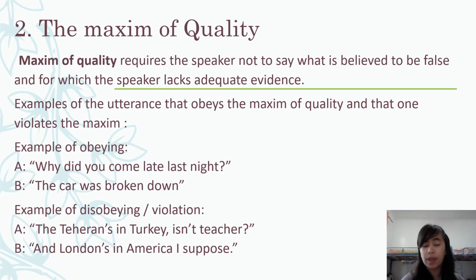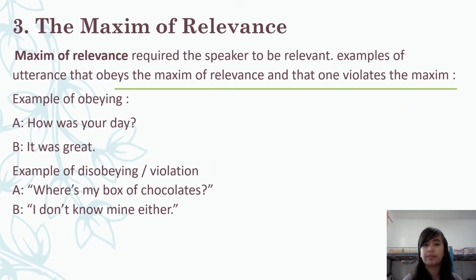For example, disobeying. The second example: Teheran is in Turkey, isn't it, teacher? B answers, London is in America, I suppose. Here in the example, B's reply, I suppose, suggests that A is incorrect, and B violates the maxim of quality. So he or she explains more, not like the expectation from A's question.